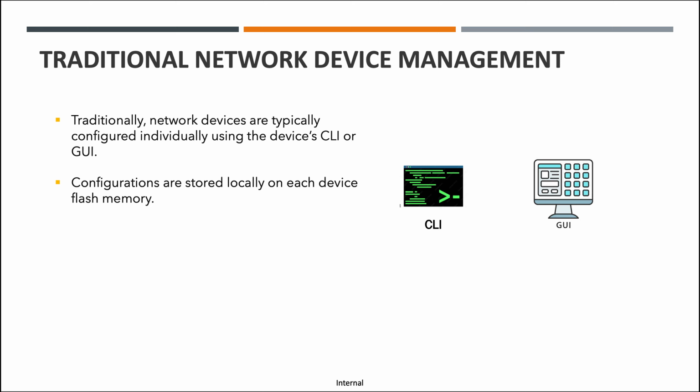As the network grows and gets more complex, traditional configuration management in network encounters many challenges. Some of these challenges include manual configuration, wherein the configuration is done manually on each device, which is time consuming and error prone. Manual configuration can lead to human errors, and human errors can lead to network outages or security vulnerabilities.